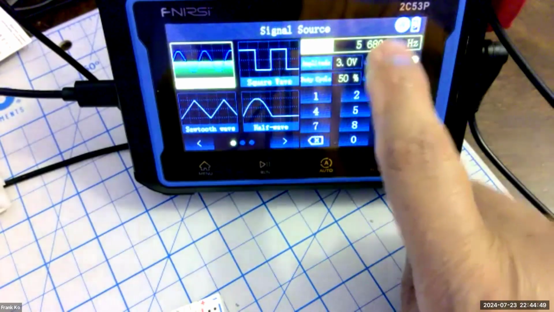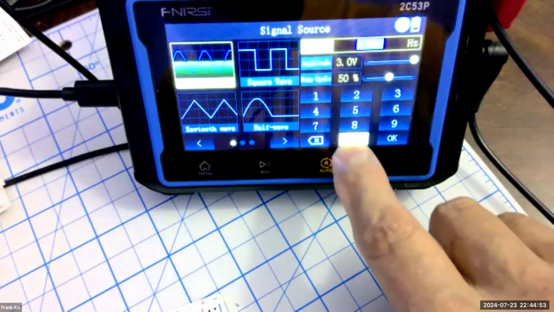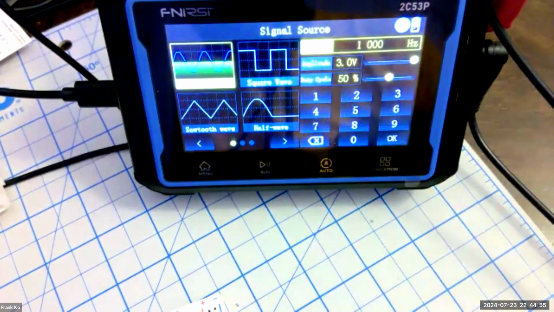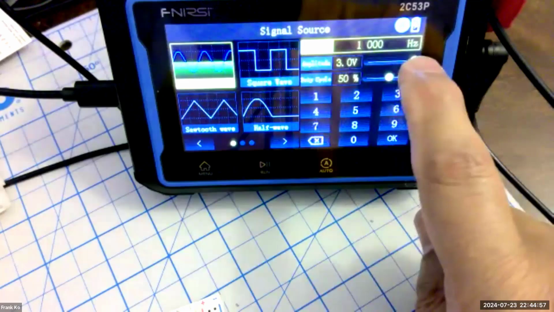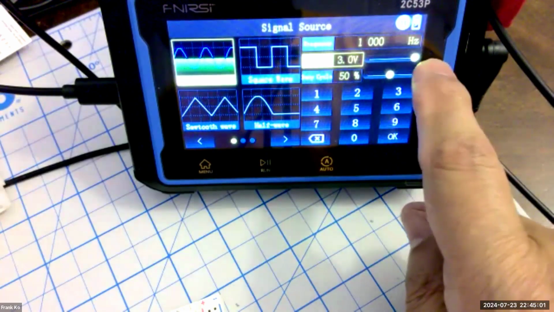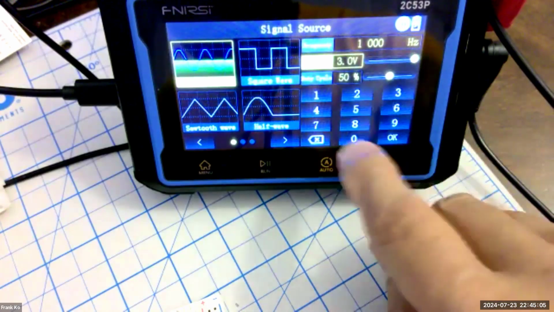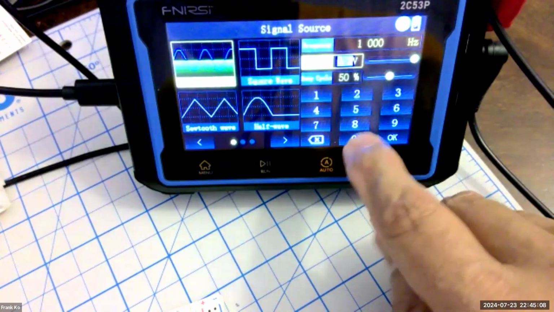So I don't want that. I actually want 1000 and hit OK. So now that's at 1 kilohertz. My volts peak I can adjust on the slider like this, left and right, or I can key in the specific amount that I want. It could be two.